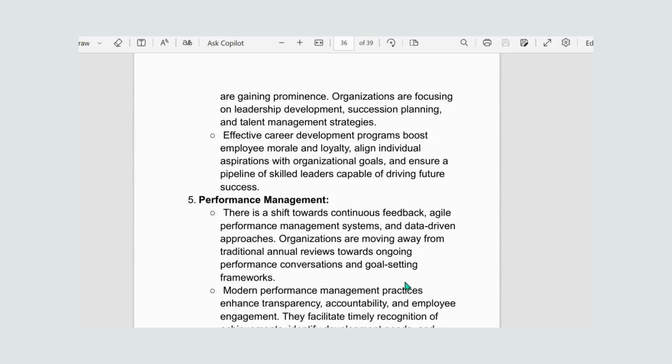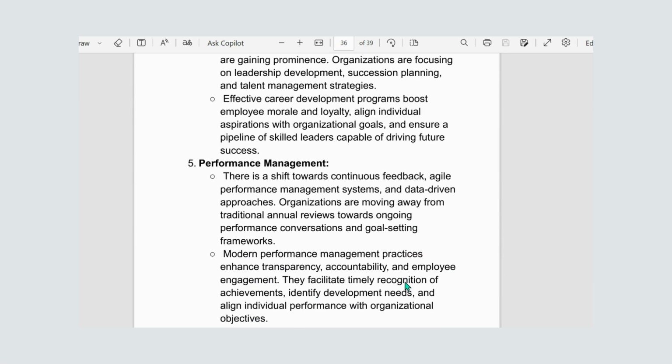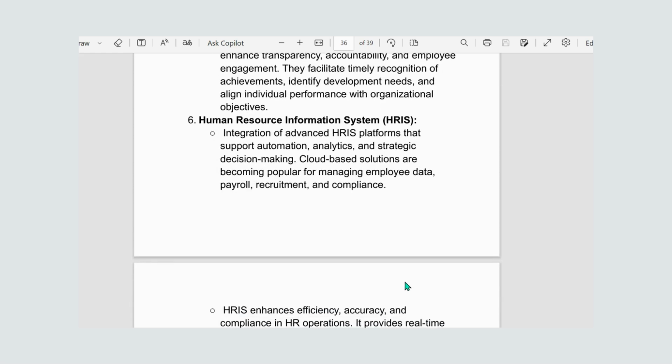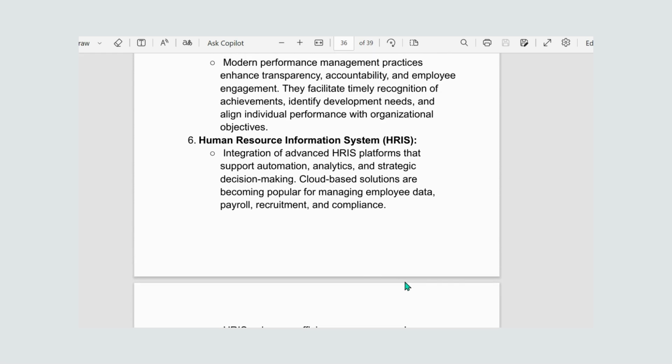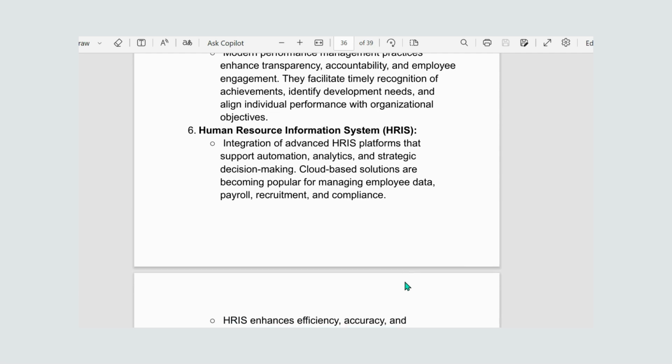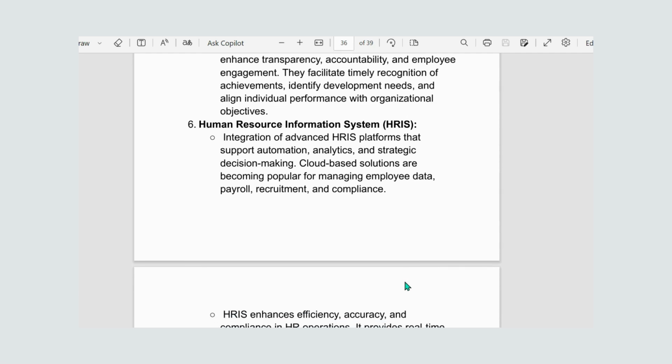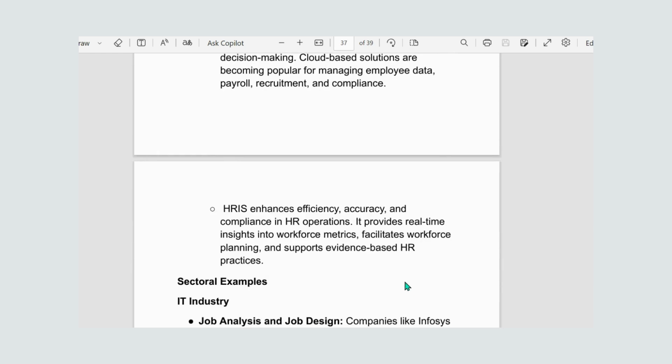Performance management is a system that shifts towards continuous feedback, agile performance management systems, and approaches. Organizations are moving away from traditional reviews towards ongoing conversation and goal setting frameworks. This facilitates timely recognition of achievements, identifies development needs, and aligns individual performance with organizational goals. Then comes the human resource information system, that is HRIS. Cloud-based solutions are becoming popular in today's technological advancement. HRIS enhances efficiency, accuracy, and compliance in HR operations.